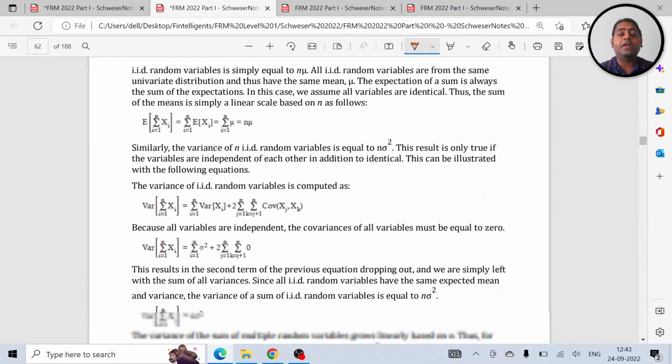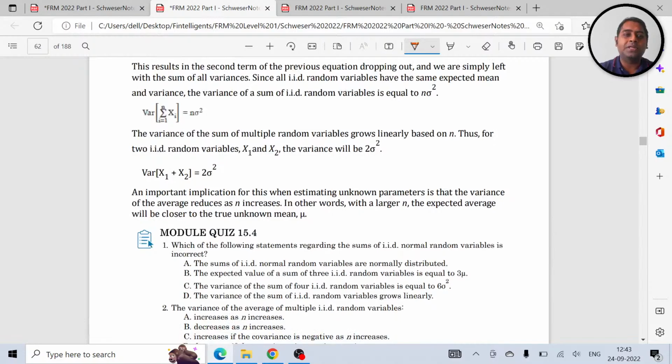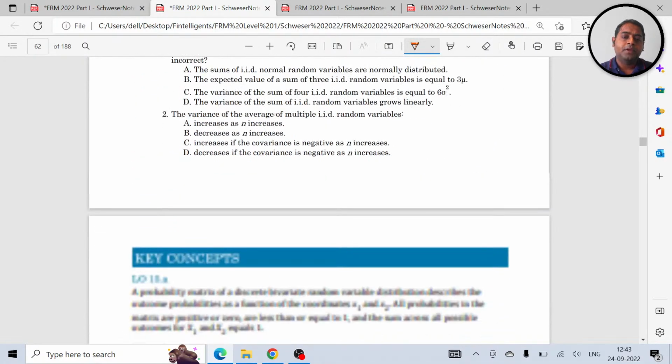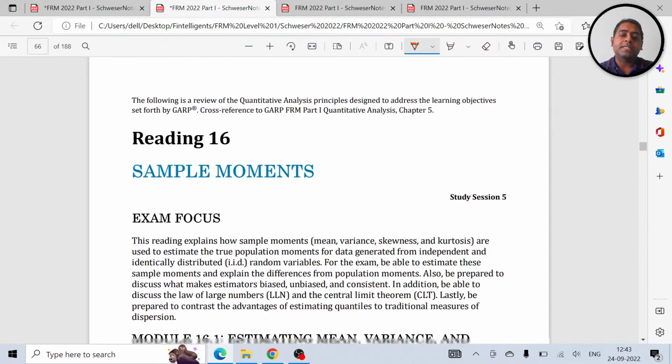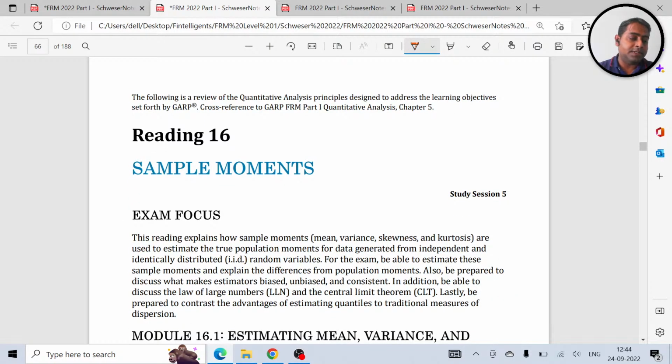Okay, because then you are entering into the details of statistics, which I don't think is the intention of the chapter. Let us move towards the next part, which is sample moments. Okay, sample moments is a base chapter for your hypothesis testing.